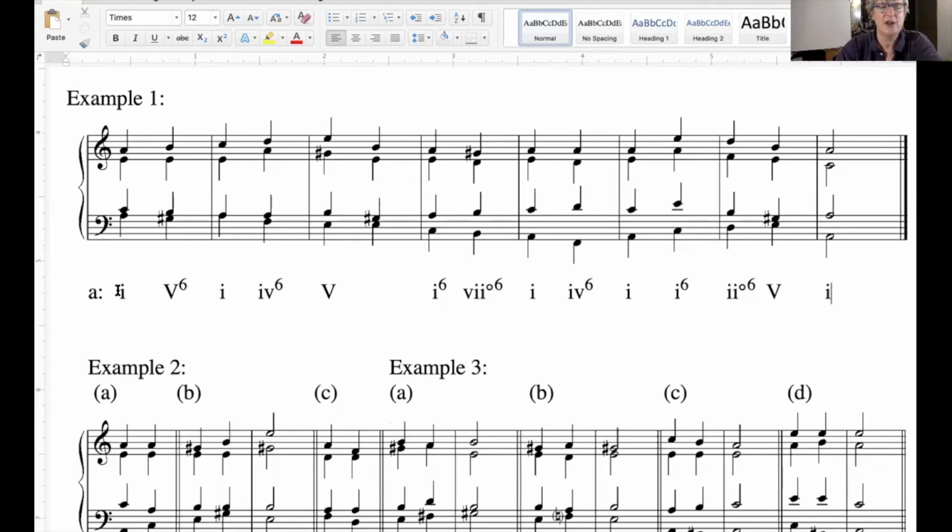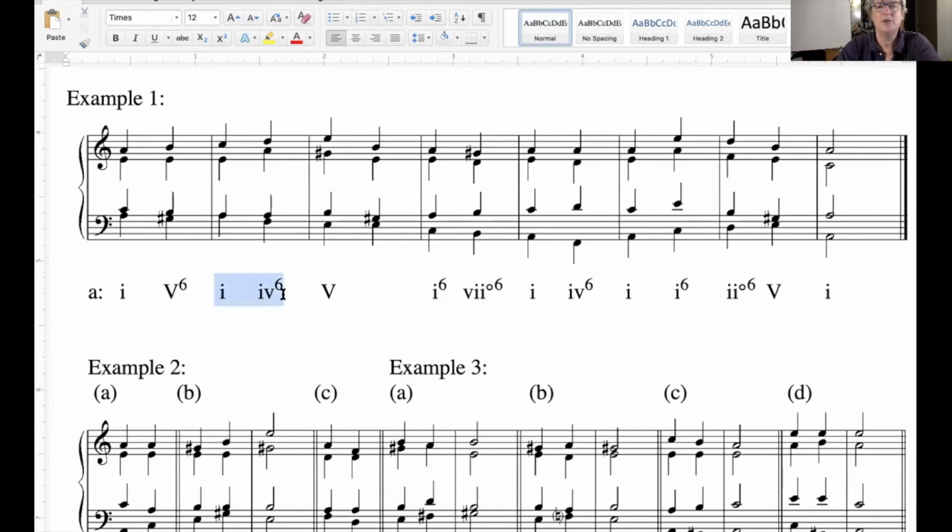The progression starts out with a 1-5-6-1 progression. This is featuring lower neighbor motion in the bass. It would also be correct to say that there's passing motion here, because look at what the soprano is doing. It's passing up from do to re to mi.